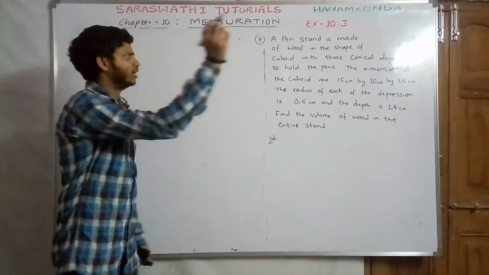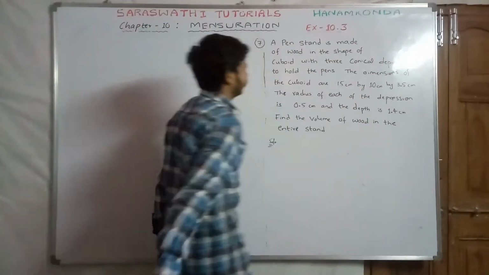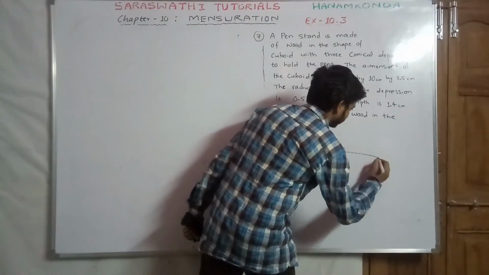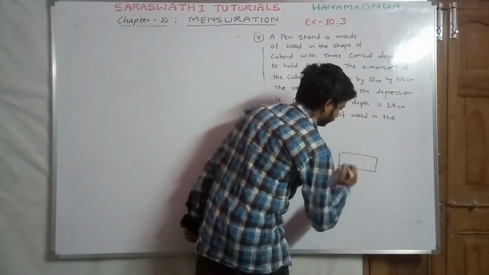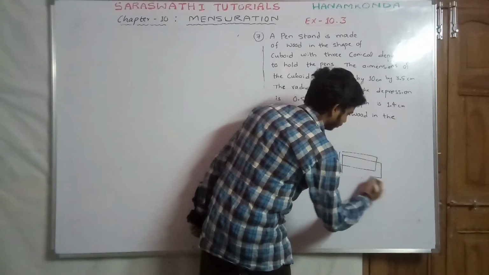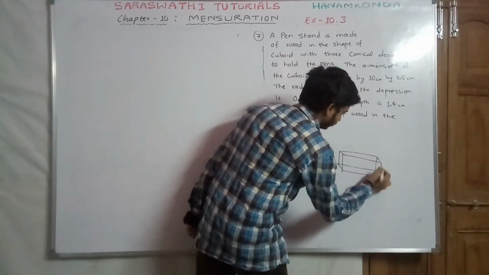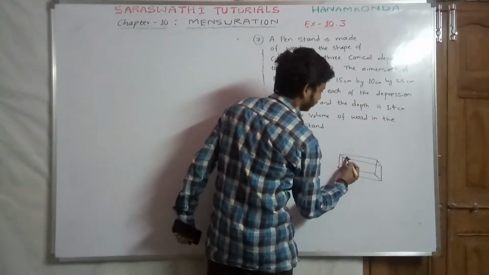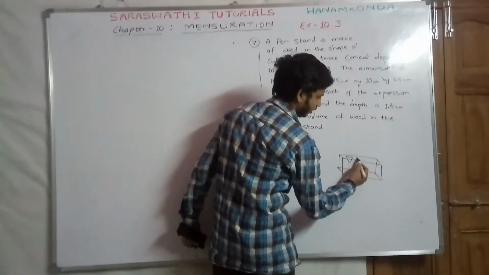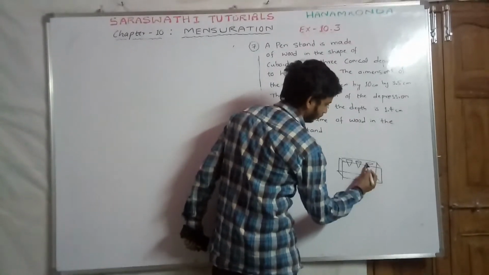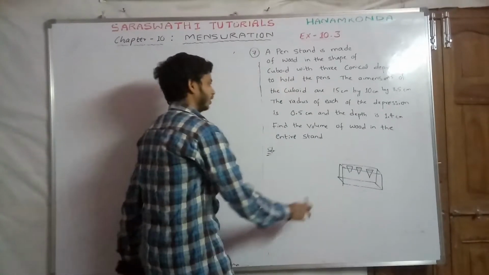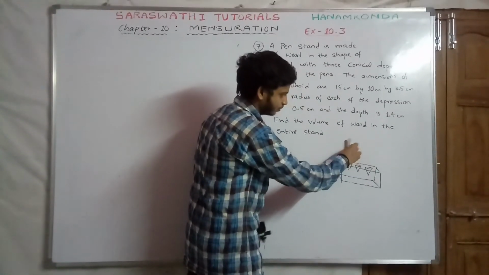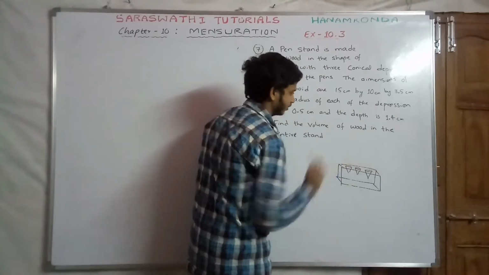Okay, the next question is, a pen stand is made of wood in the shape of a cuboid with 3 conical depressions to hold the pens. So a pen stand is made in the shape of a cuboid with 3 conical depressions. That means 3 conical depressions are cut from the cuboid. So these conical depressions are to hold the pens. We can hold the pens in this conical depression in this shape.